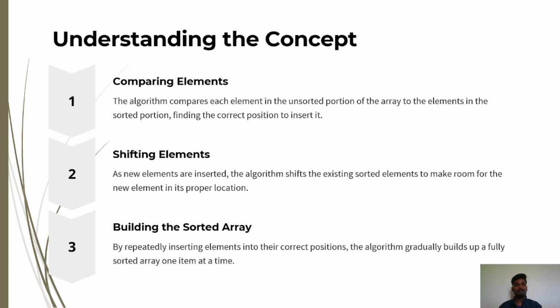Understanding the concept. Comparing elements. The algorithm compares each element in the unsorted portion of the array to the elements in the sorted portion, finding the correct position to insert it. Shifting elements. As new elements are inserted, the algorithm shifts the existing sorted elements to make room for the new element in its proper location, building the sorted array. By repeatedly inserting elements into their correct positions, the algorithm gradually builds up a fully sorted array one item at a time.